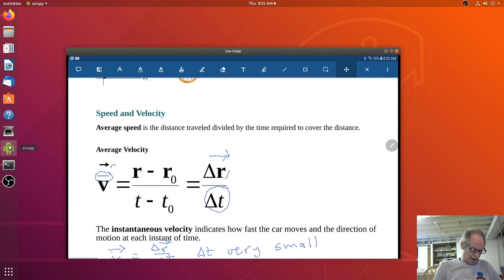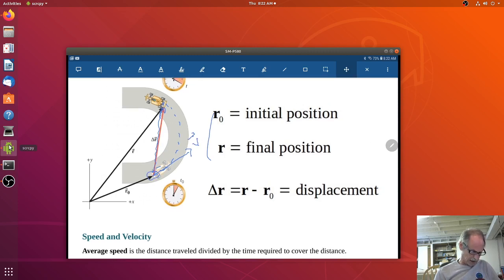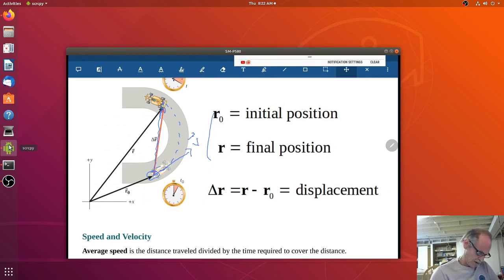Let's go back and look at this picture. This car is moving on a track like this, and its average velocity between these 2 time intervals is this vector here divided by the time, so its average velocity is this way. Notice that that's not the direction of the motion of this car. The instantaneous velocity, which I'll just call v, is going to be tangent to this circle at every point. So the instantaneous velocity at this point is in that direction.